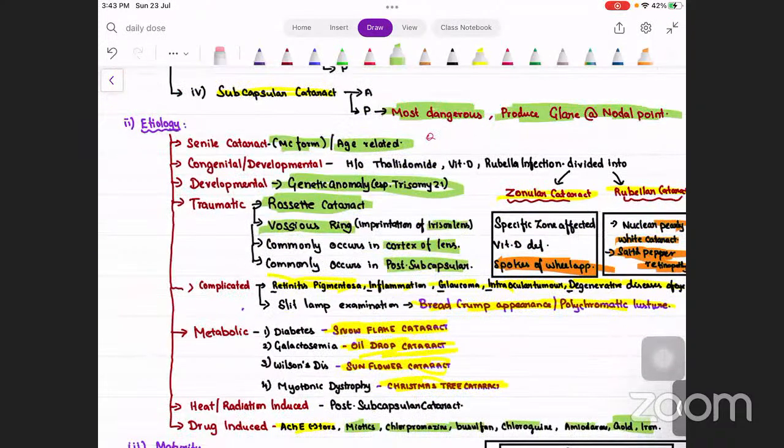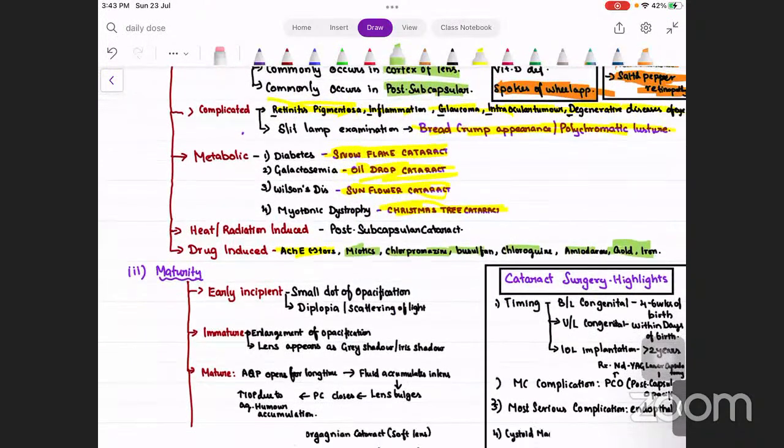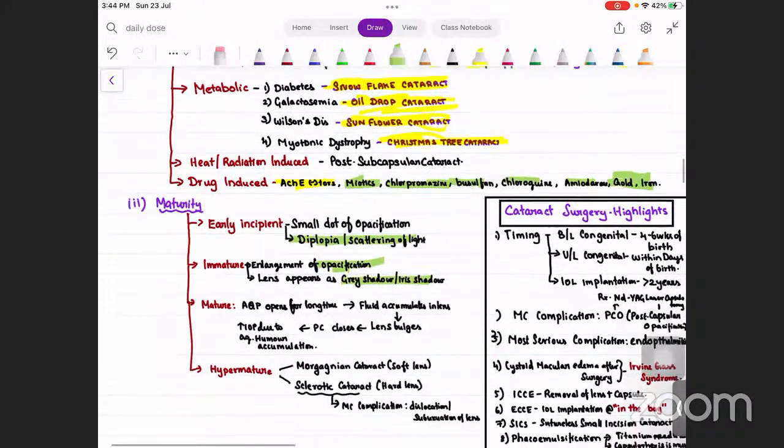Based upon the etiology, the cataract has been classified into nearly 8 types, and all of the subtypes have been discussed here. Then maturity onset cataract, where you may see early incipient cataract with a small dot of opacification, and you may see diplopia along with scattering of light. Then immature cataract, with enlargement of opacification, and the lens appears gray with an iris shadow.